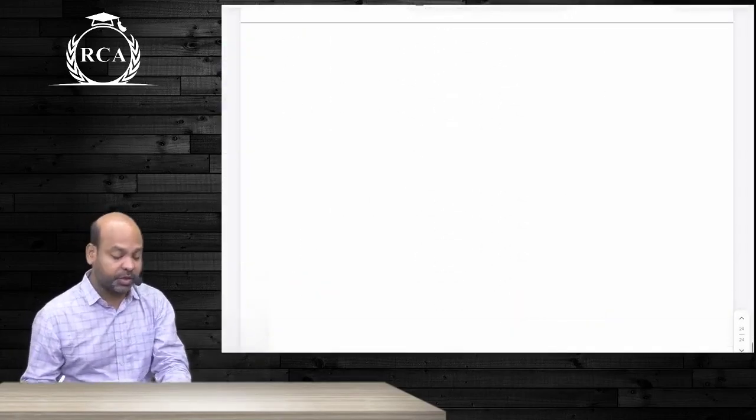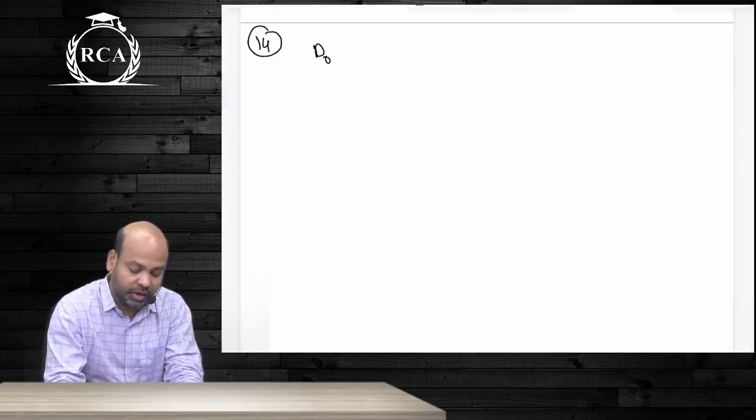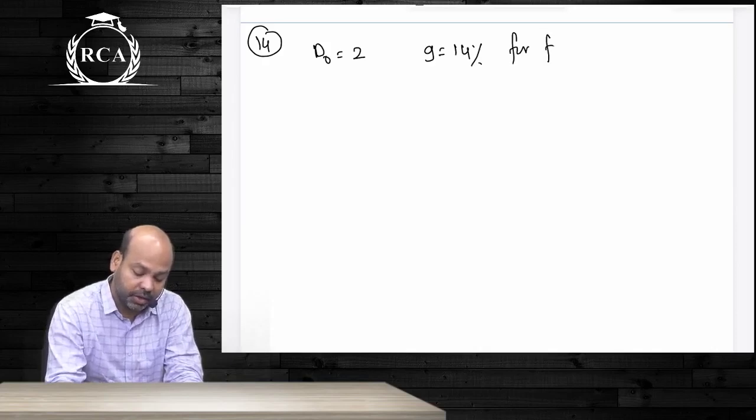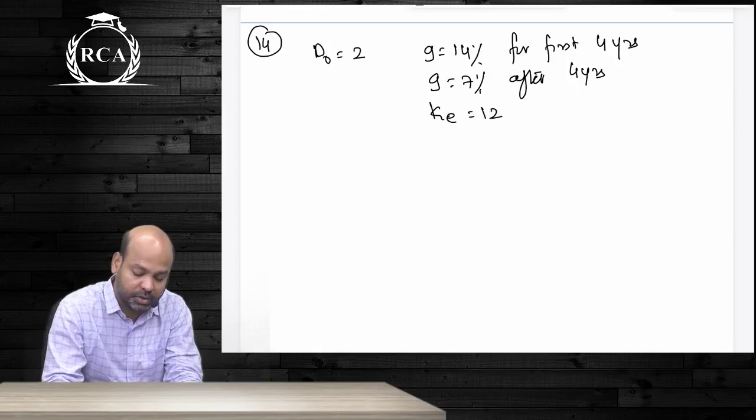So the question is pretty simple, guys. It is the dividend discount model. D0 is given as 2 rupees. Growth rate is how much? 14% for the first 4 years. After that, guys, what is the growth rate? 7% after 4 years. Cost of equity is 12%.